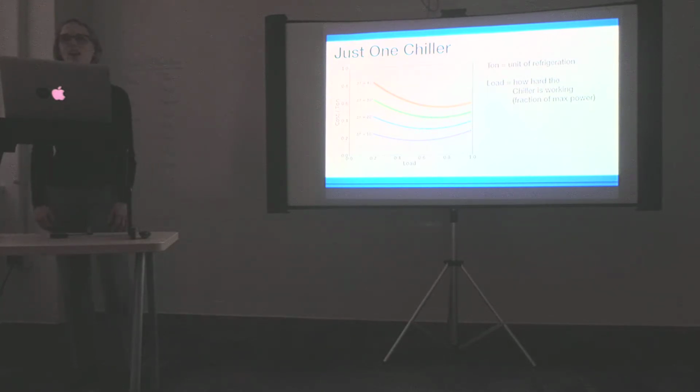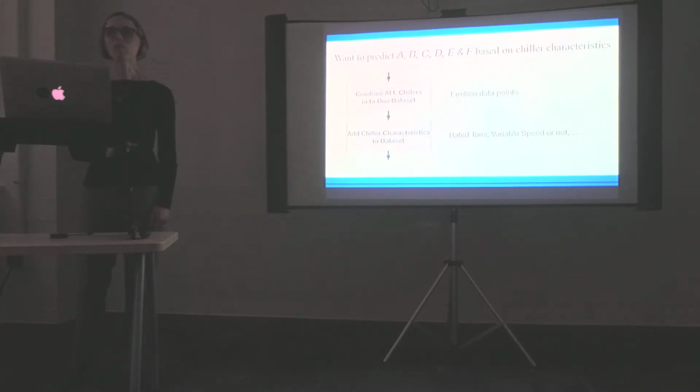Each of the lines is a delta T. This is how hard the chiller needs to work. What temperature difference is it trying to impose on that chiller? What you see, each of these lines is a quadratic in load, and it varies with delta T, A through F being the constants for my linear regression. What I really want to do is predict these constants based on the chiller characteristics.